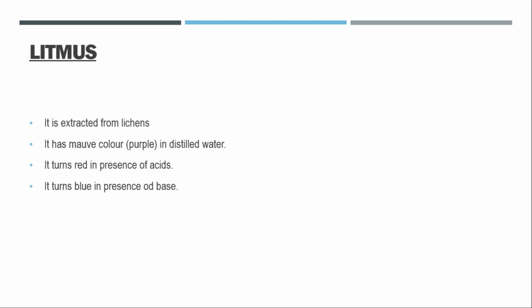Acids are those which are sour. Bases are those which are soapy to touch, and neutral means the substance which is neither acidic nor basic. It means the substance which does not have acid property or basic property, we call neutral. So in neutral, the lichen gives a purple color. It turns red in presence of acid and it turns blue in presence of base.